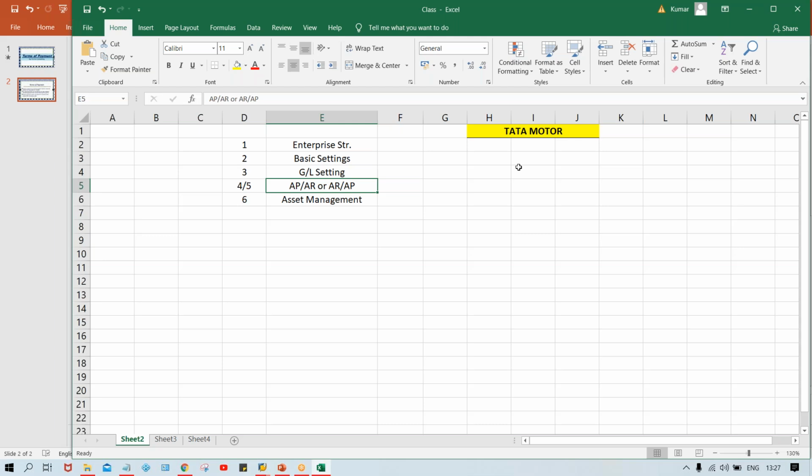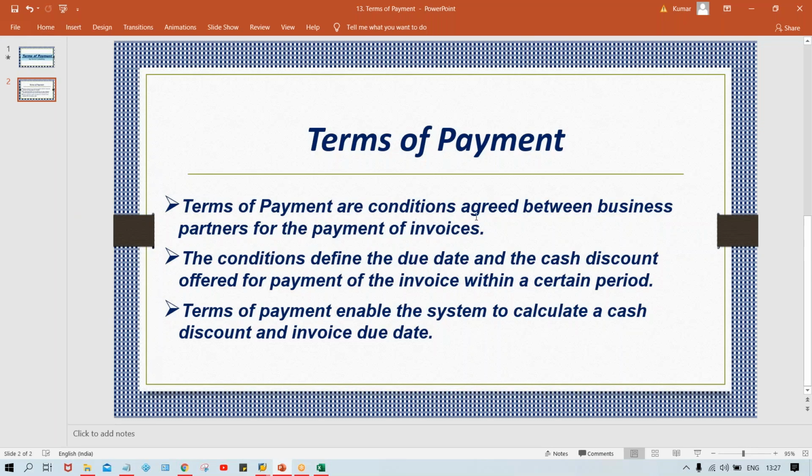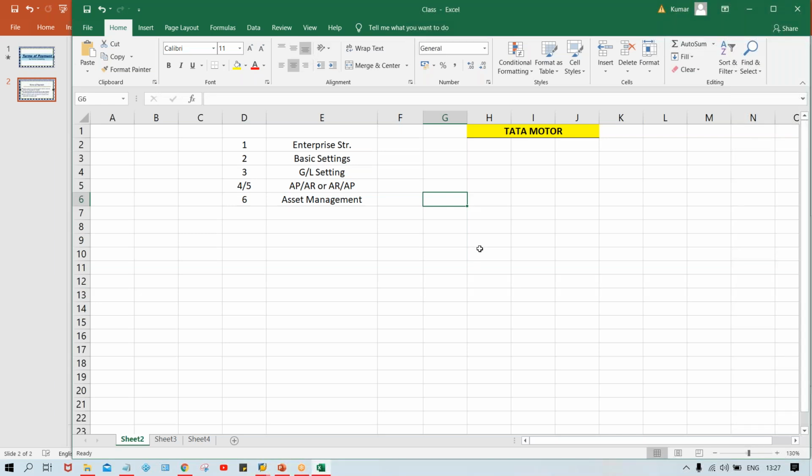Now we'll be back on our topic called terms of payment. So what are terms of payment, guys? Look here. Payment terms are the conditions agreed between business partners for the payment of invoices. Whichever invoices are paid, let's suppose we are in account payable, so take the example of a vendor itself. Now, multiple invoices we have posted.